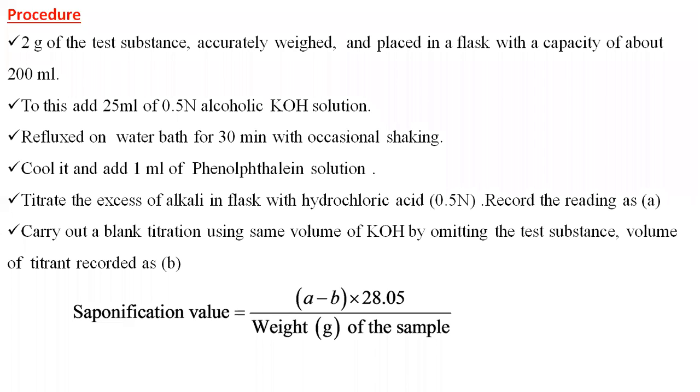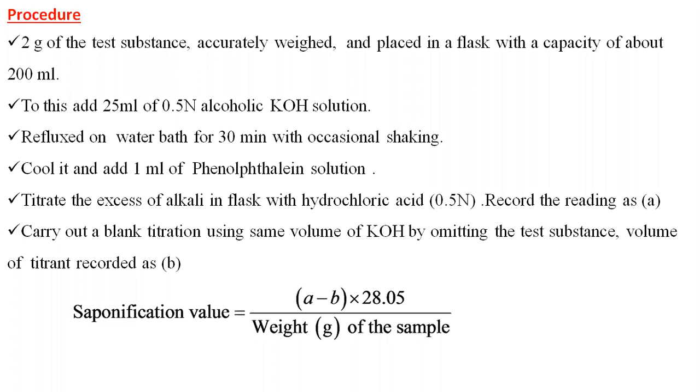Initially take the flask, add our fat, add an excess amount of KOH, and you can boil for some time. During this period, the complete hydrolysis of the fat will happen. During the hydrolysis the KOH is reacted. Any unreacted or excess KOH will be titrated with the HCl using phenolphthalein as an indicator. That reading is recorded as A.